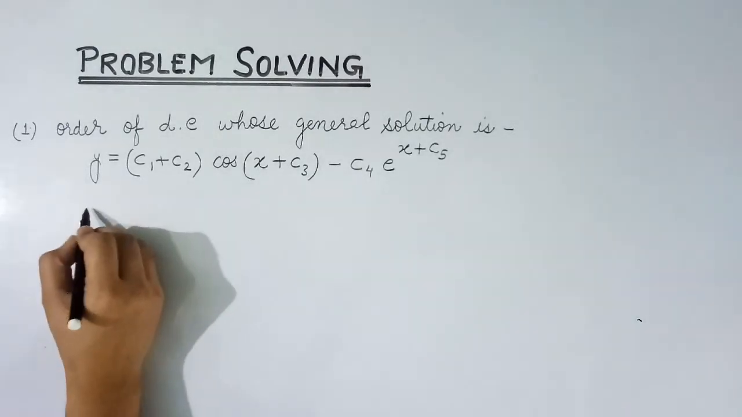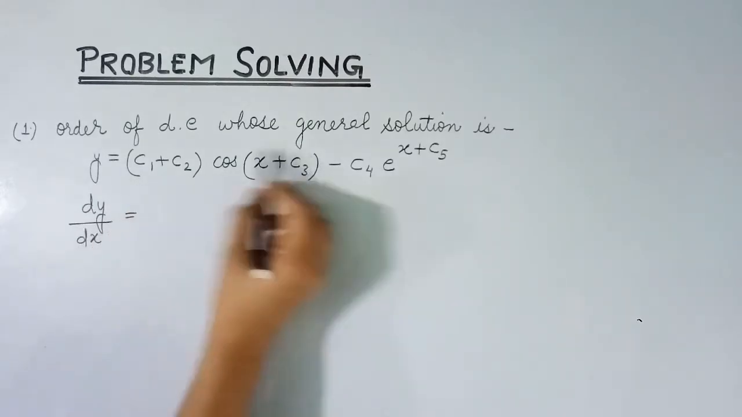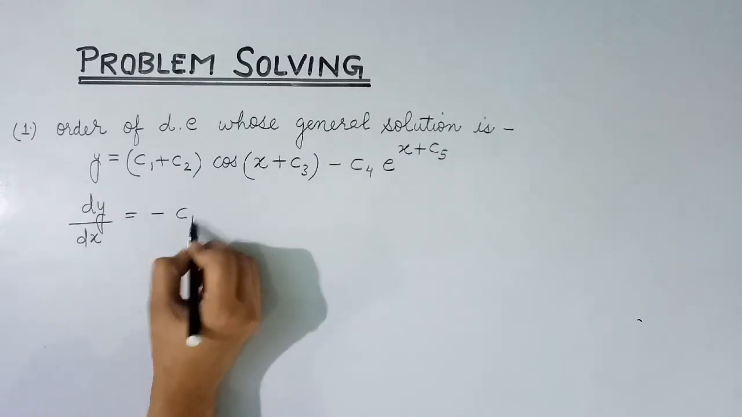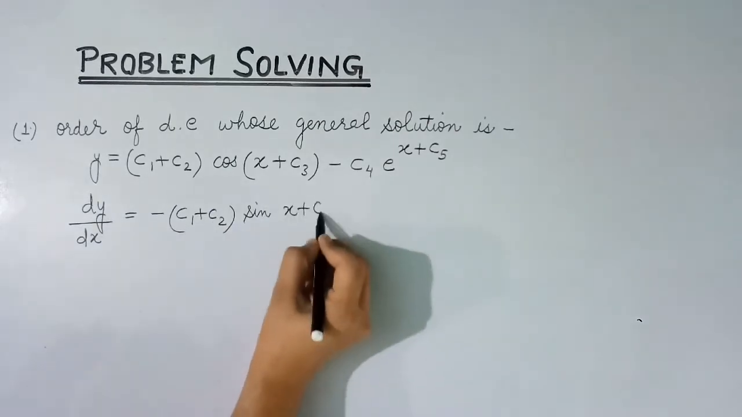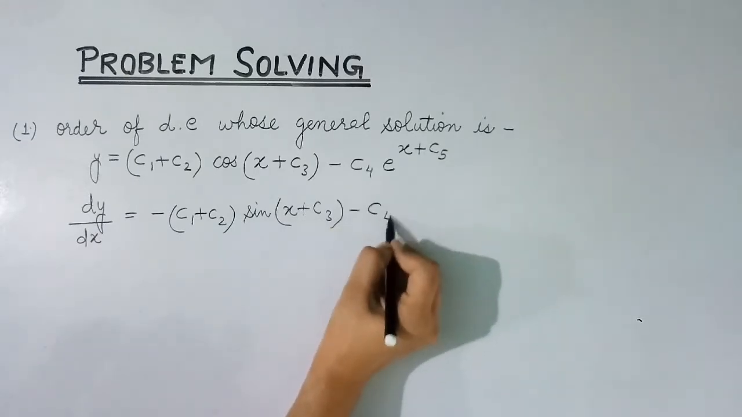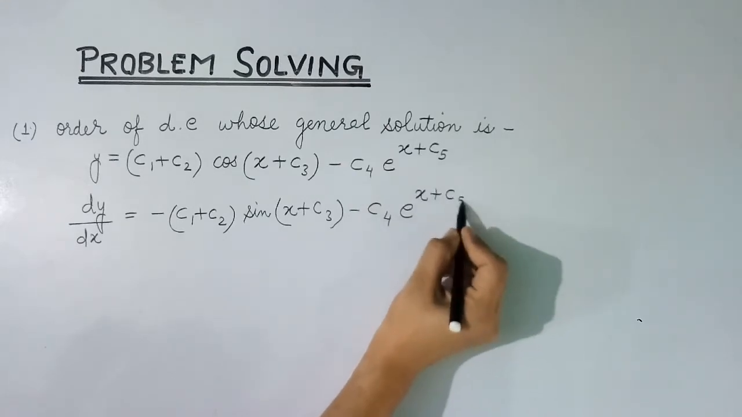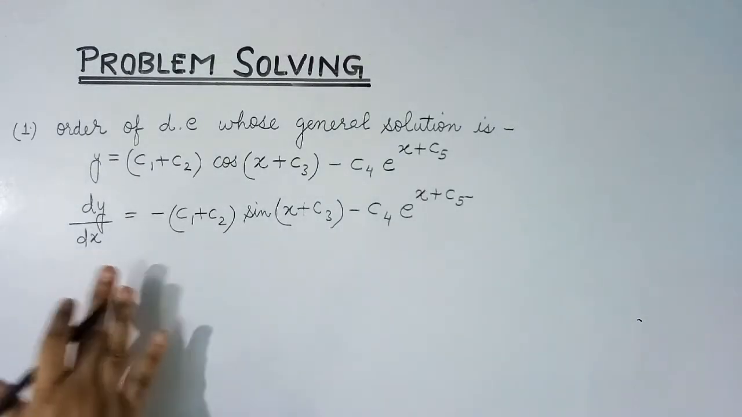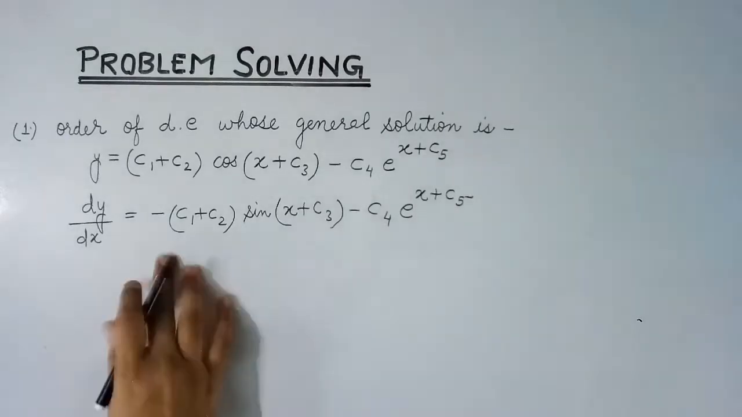So first differentiate it. We will get dy by dx is equal to, this is constant and this is the function. And we know that the derivative of cos x is minus sin x, and the derivative of e raised to power x is e raised to power x. So this is the obtained equation after single differentiation, but we have to obtain the differential equation, and for that we have to differentiate it again and remove the constants.